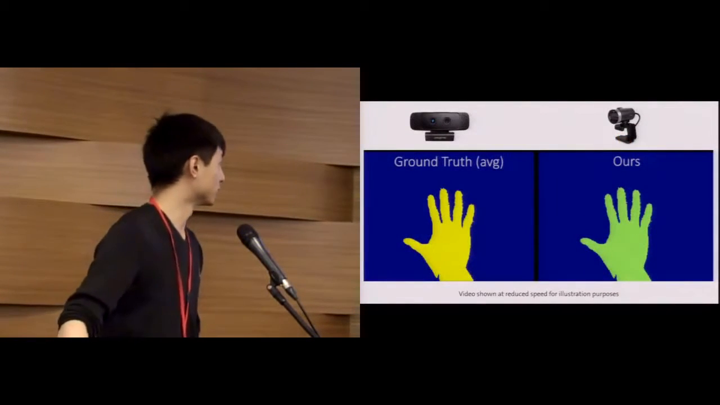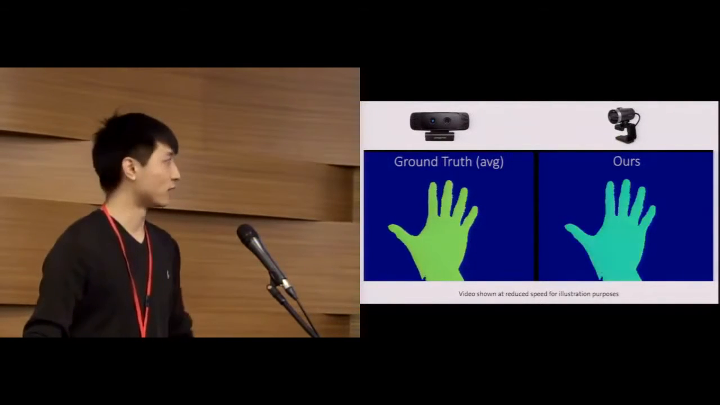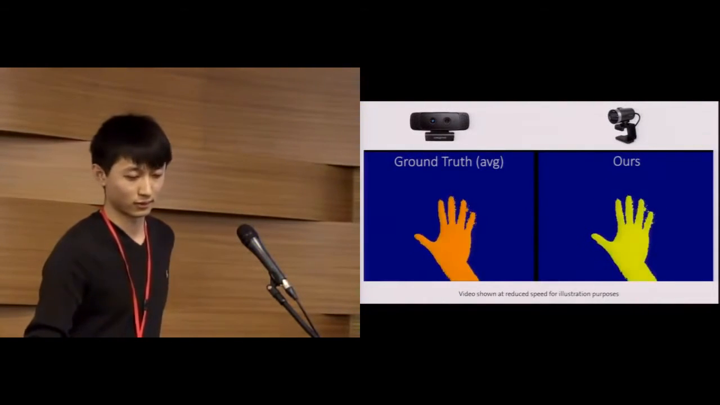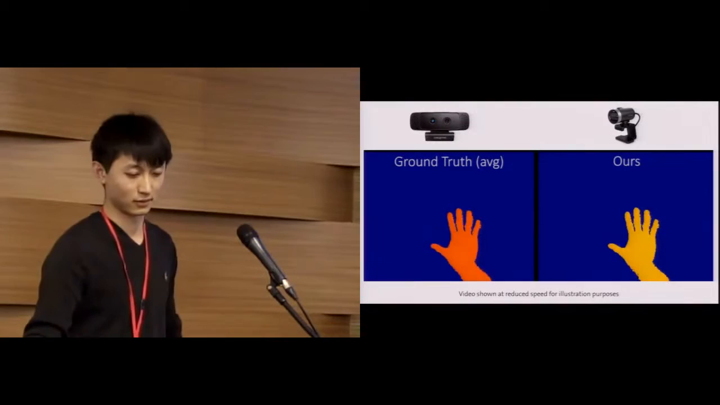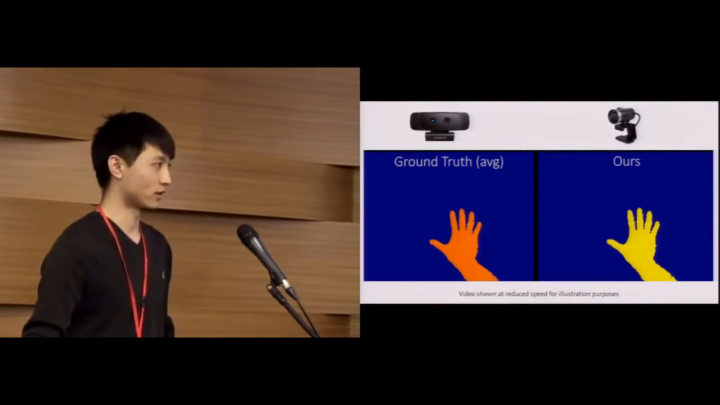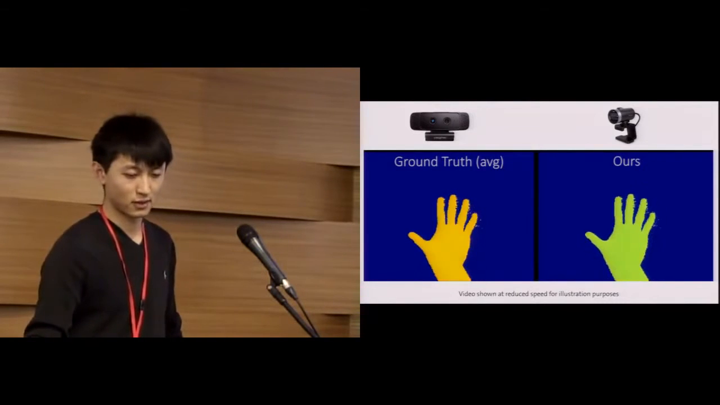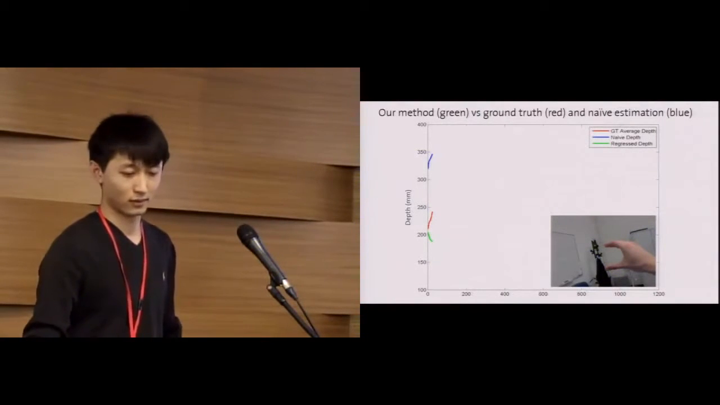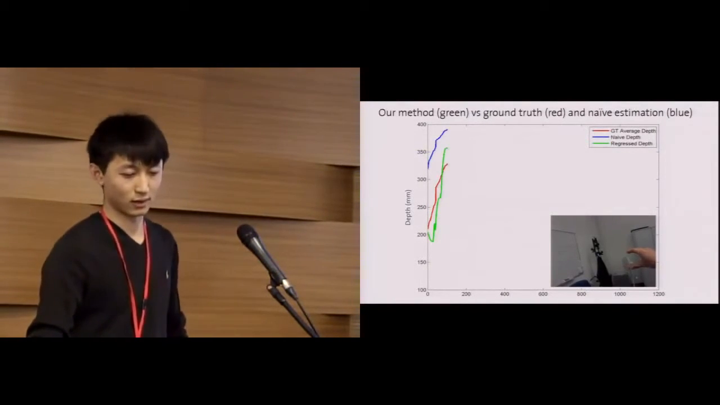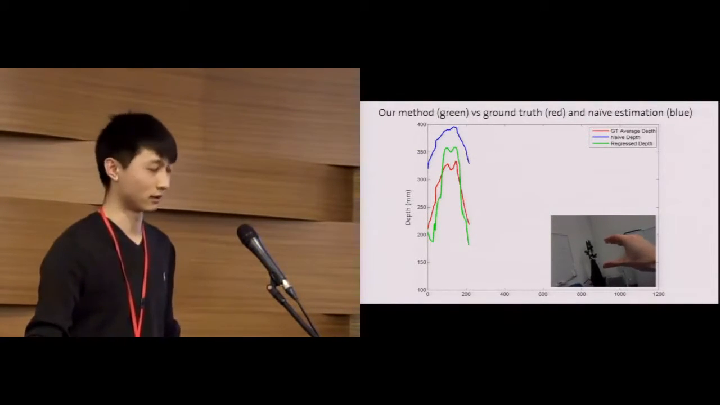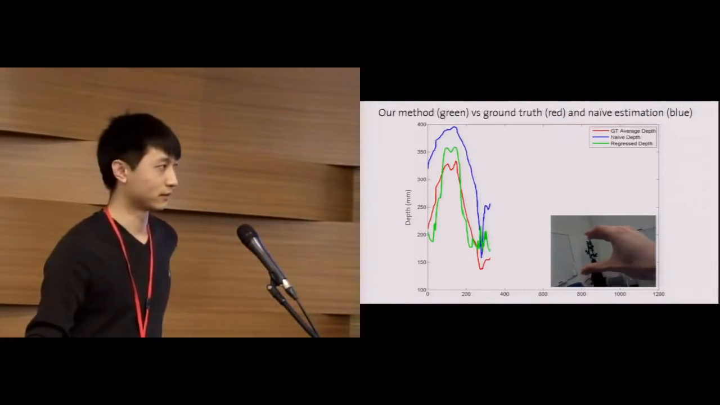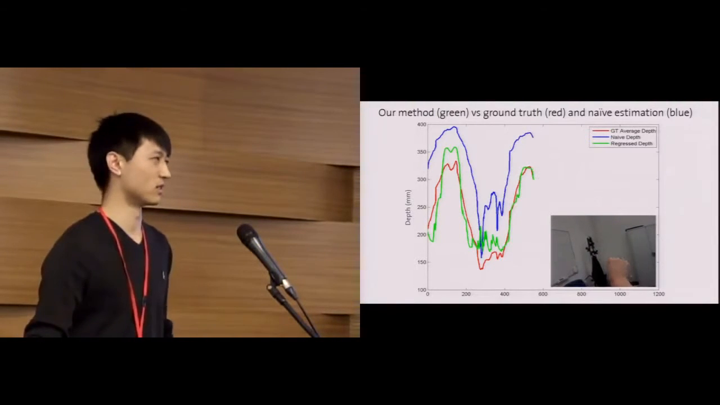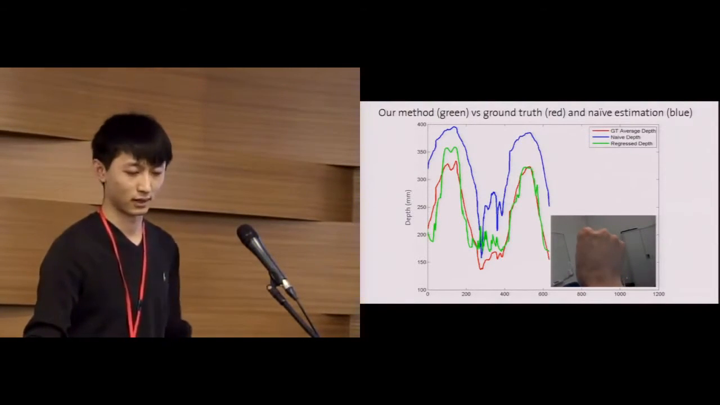So let's move to the results. Here is the qualitative comparison of our estimation to the ground truth. On the left-hand side is the average ground truth from the depth camera, and on the right-hand side is our estimation. Both images are shown in false color coding. And we can see here our estimation is quite accurate with the ground truth. And here is the quantitative comparison. The red line is the ground truth, and the green line is our method. The blue line is just by pixel counting. You can see our method tracks the ground truth quite closely on the gesture variation. Our average error is around 2 centimeters, while the pixel counting is about 9 centimeters.